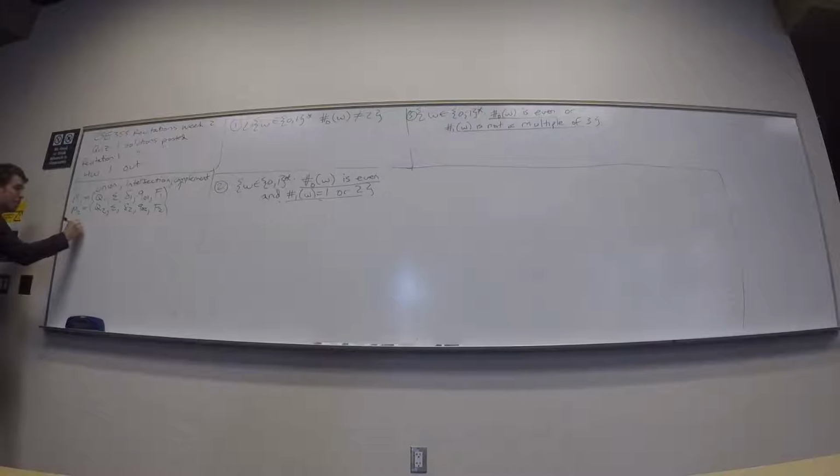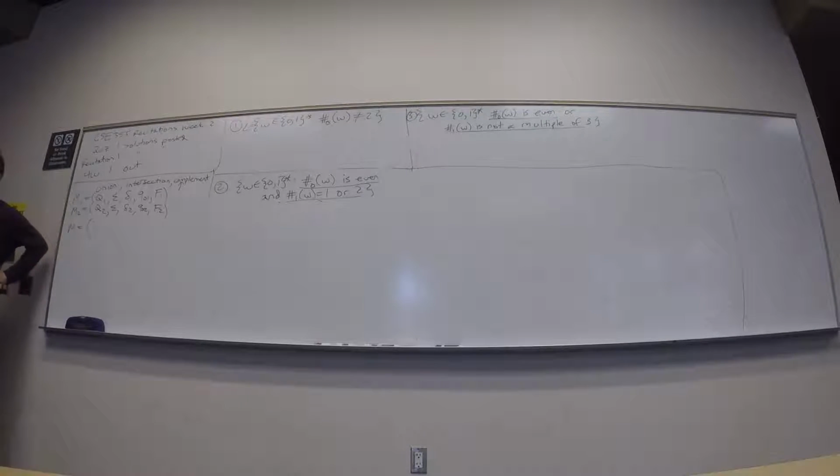Let's make a machine M with some states. So how do I look at both machines at the same time? Quote unquote, run them in parallel. How would I do that? Or how did we do that?